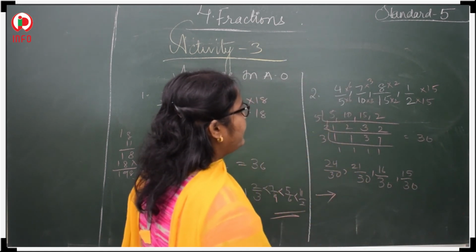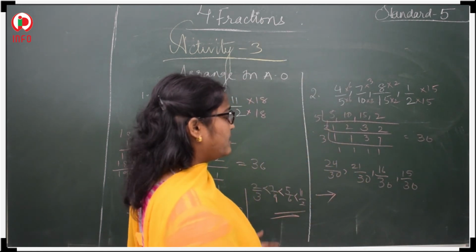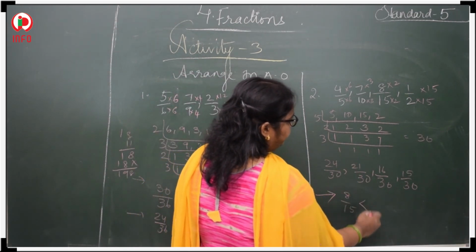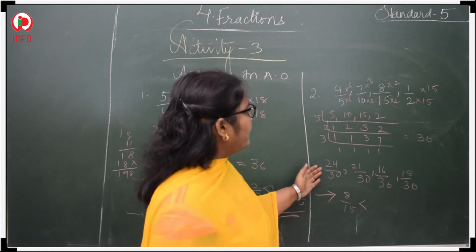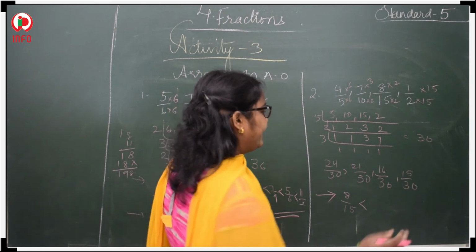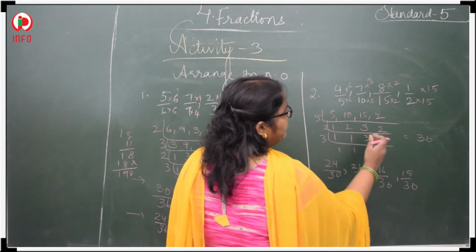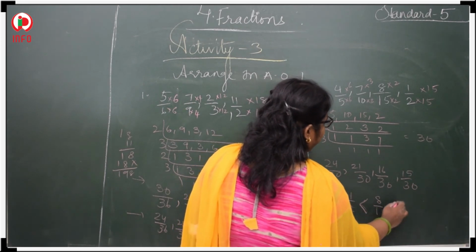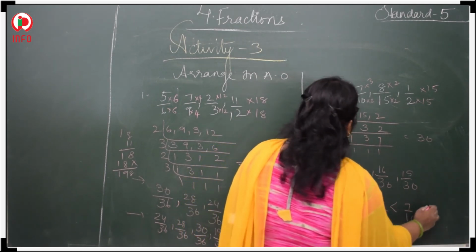So which is less? 24 by 30 means which one? Which is the smallest one here? 16, 8 by 15. Next. Sorry, 24 by 30 means which one, ma'am? Which is small? The next smallest is not 8. 15 by 30 is there, no? 15 means 1 by 2. Less than 8 by 15. Less than 7 by 10. Less than 4 by 10.